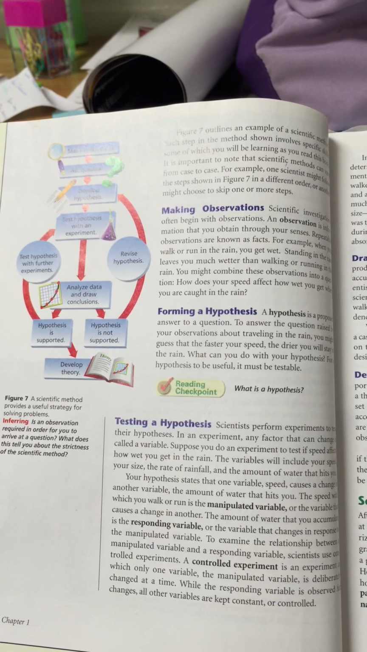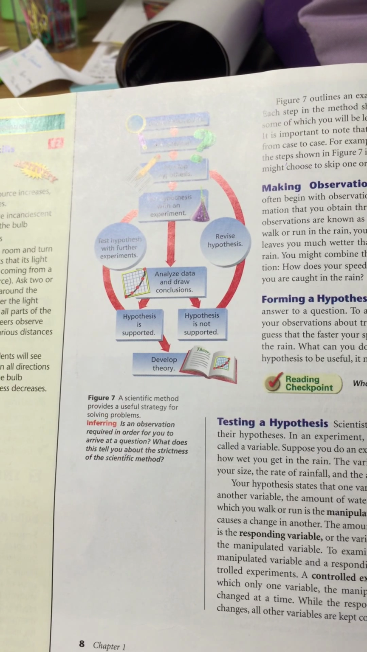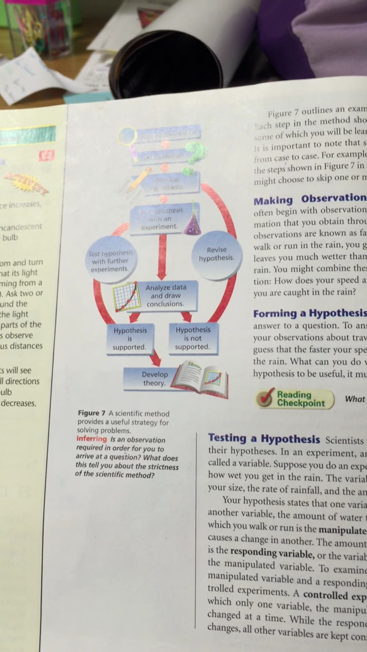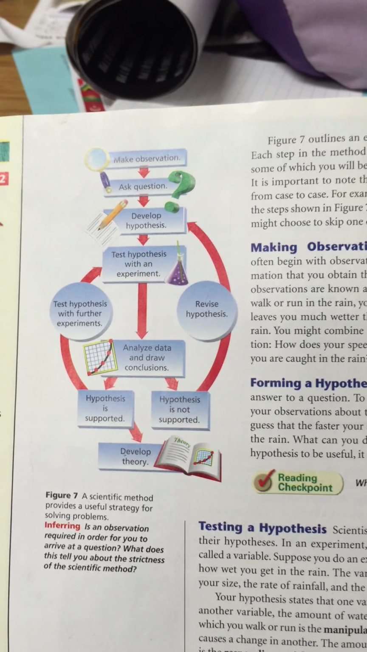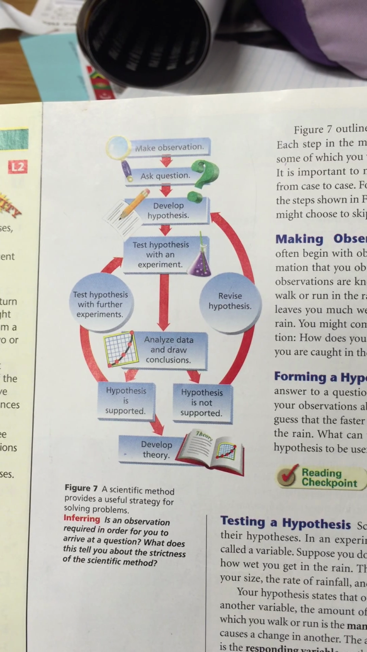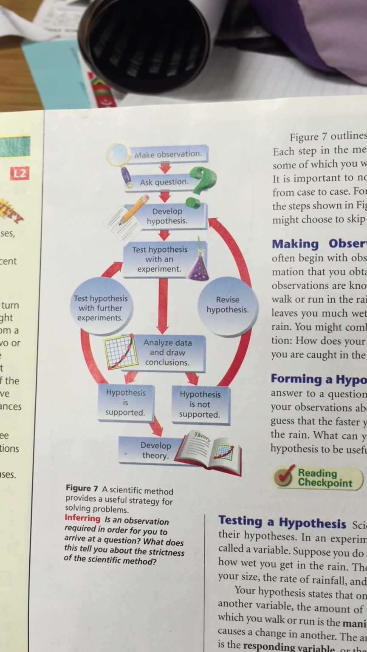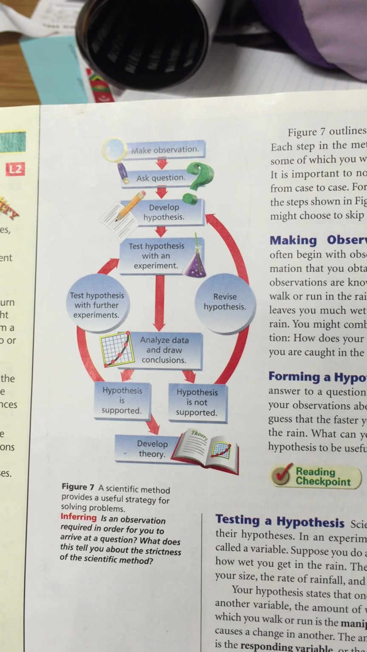So now I'm going to describe what Figure 7 looks like. The caption for it is "A scientific method provides a useful strategy for solving problems." So it shows that at the very beginning of the scientific method, you start by making an observation. Then you move to the step of asking a question about that observation. Then you develop a hypothesis.